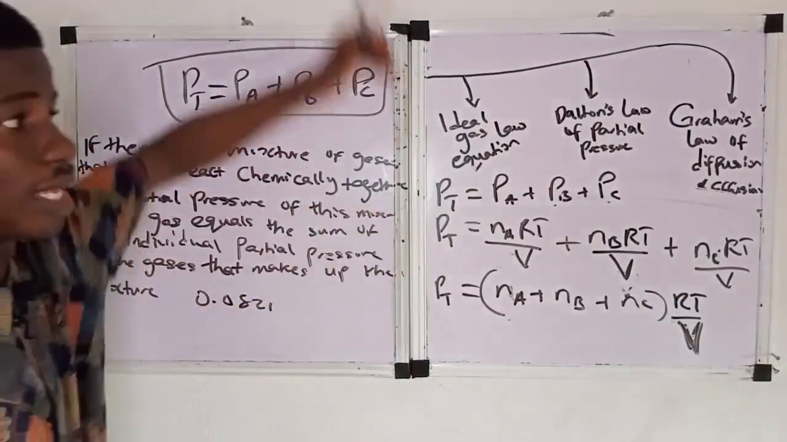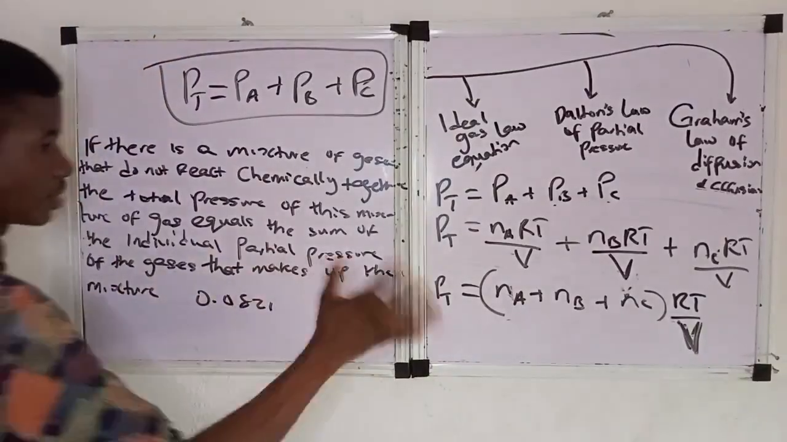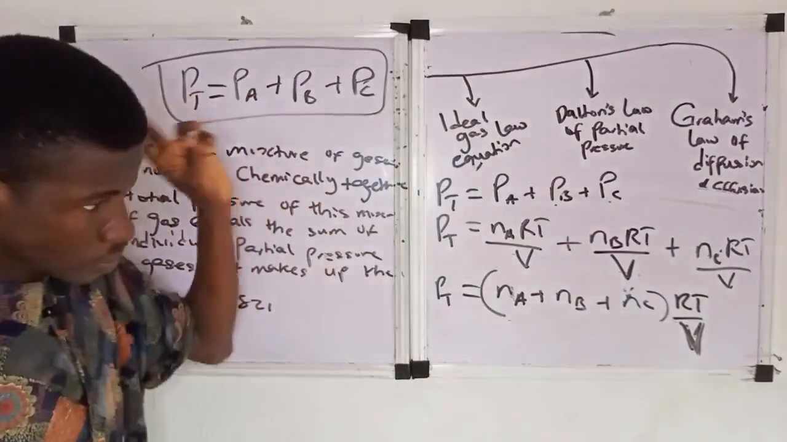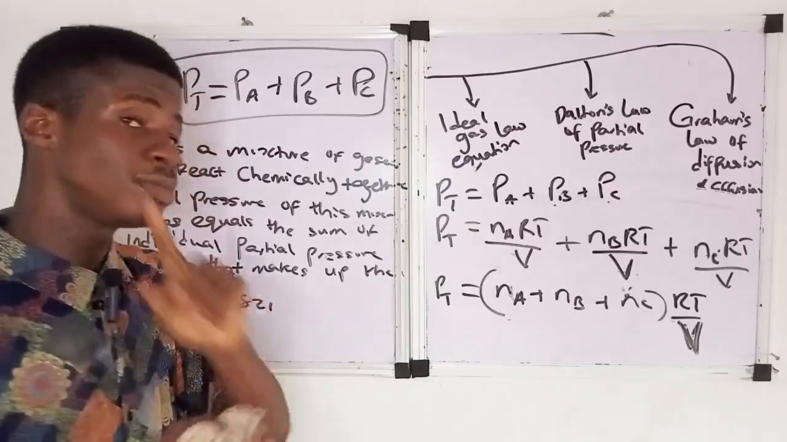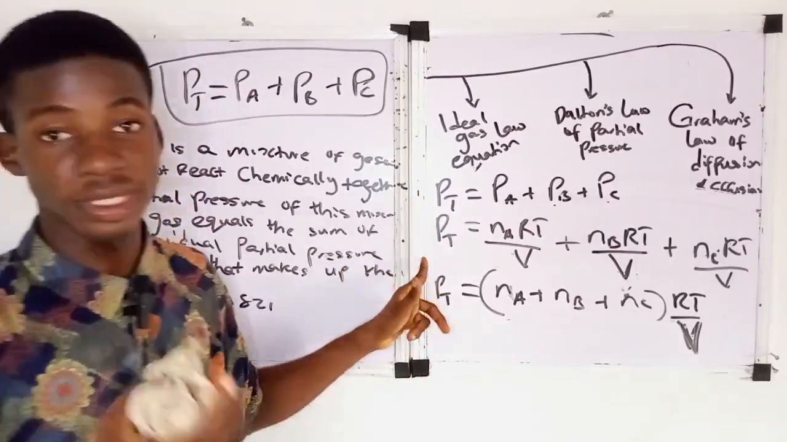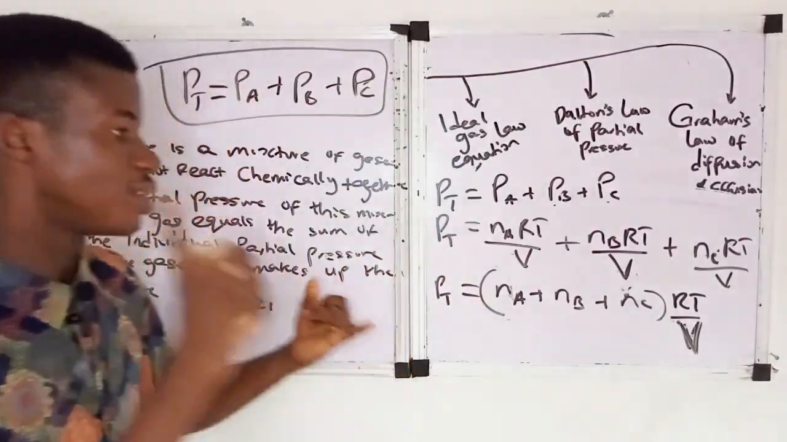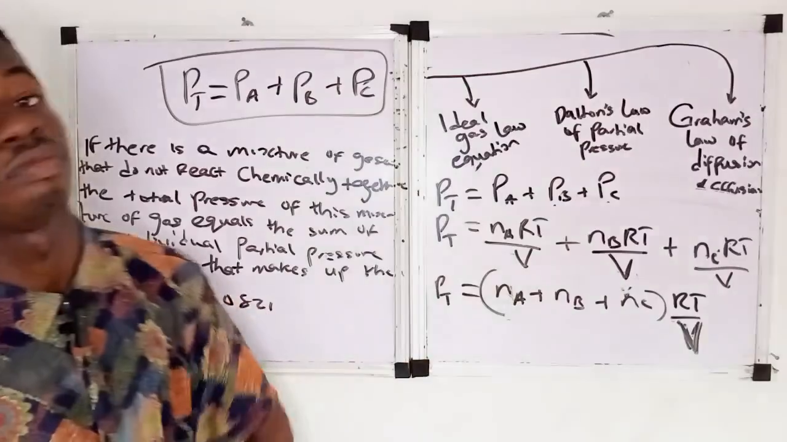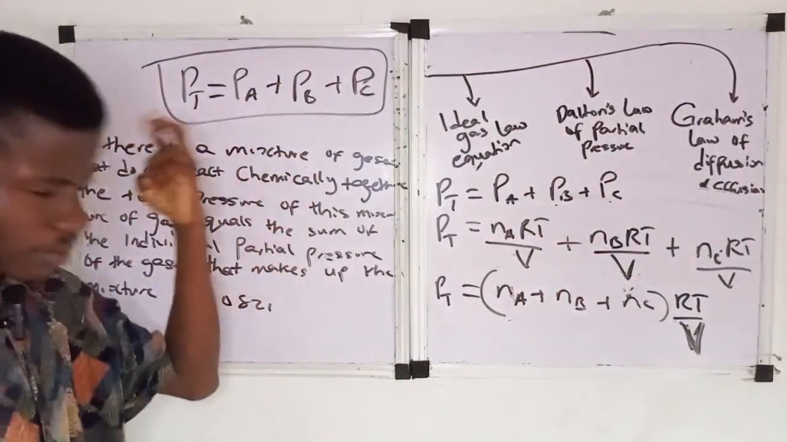Okay, so that is the partial pressure, and there's still another thing. This is very important. If they ask you to calculate, please make sure that your pressure is always in atmospheres. I will always say this. That is very important. Your volume should be in liters. Your temperature should be in Kelvin. Very, very important.